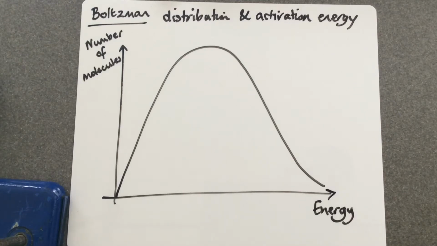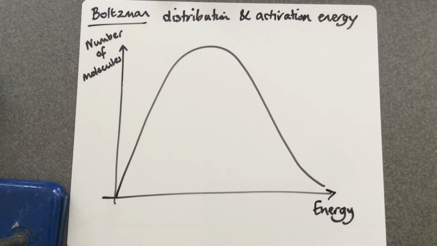In this video, I'd like to introduce you to the Boltzmann distribution curve. We're going to use this curve to explain why using a catalyst and how changing the temperature of a reaction will affect the rate of reaction. Okay, here's the basic Boltzmann distribution curve.